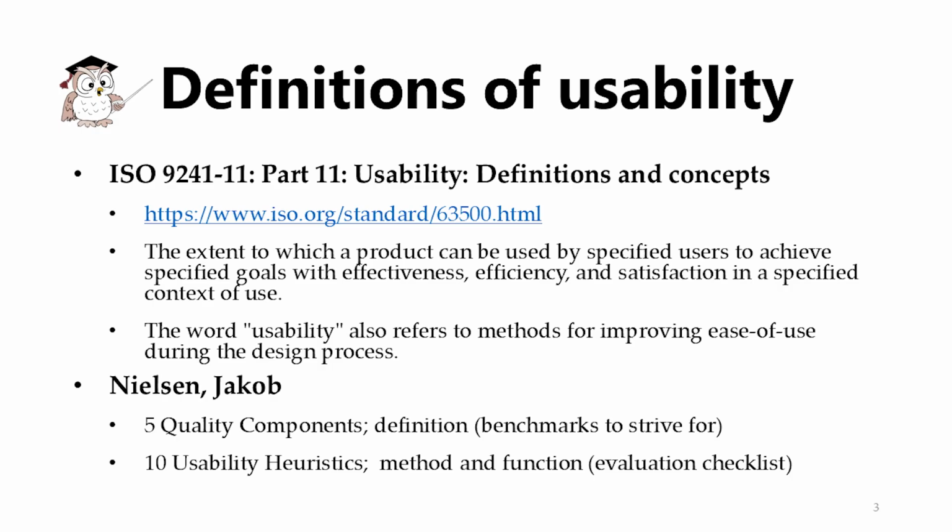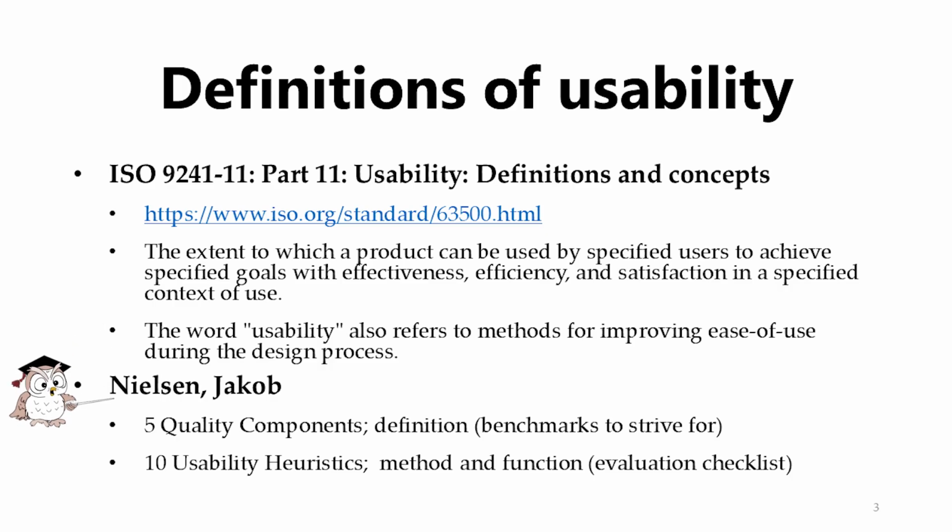There are two well-known definitions of usability. The first is the one defined in ISO 9241:11. This refers to the extent to which a product can be used by specified users to achieve specified goals with effectiveness, efficiency, and satisfaction in a specified context of use. The word usability also refers to methods for improving ease of use during the design process.